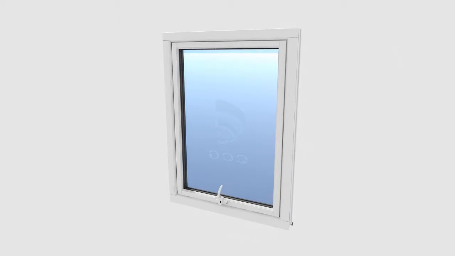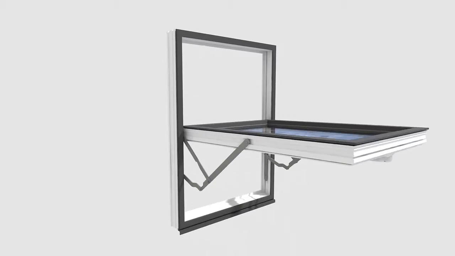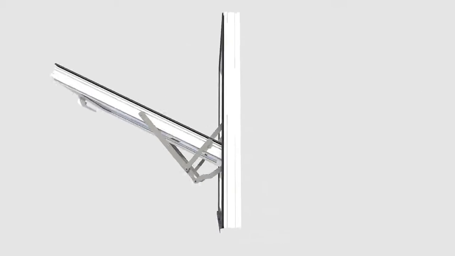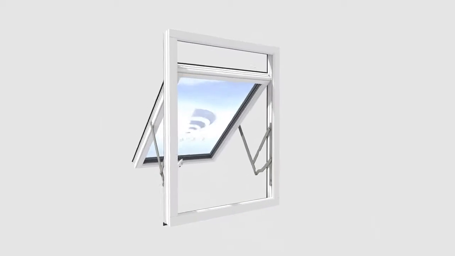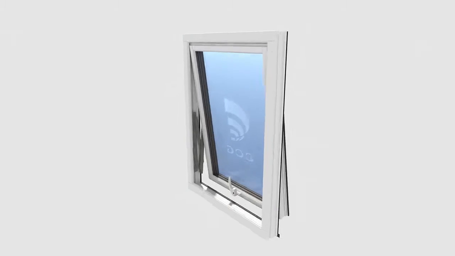The CCG fully reversible window, designed and manufactured in Scotland in CCG's state-of-the-art facility. This window is made to exacting specification. This fully reversible window has Spilka Opus hinges, enabling the sash to operate to the outside of the building, ensuring no interference with blinds and curtains.